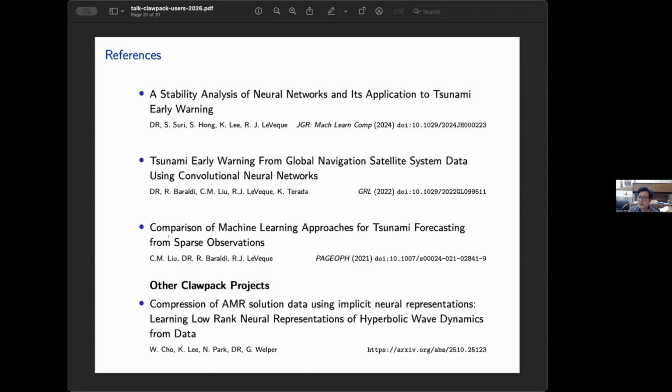One other machine learning project that I've recently started working on is trying to compress solutions coming out of ClawPack solves, which are on this AMR grid and could be very large. If you stored your solution at every time step, for example, it's a very, very large amount of data. So we're making an attempt to compress the AMR solution using what's called implicit neural representations.